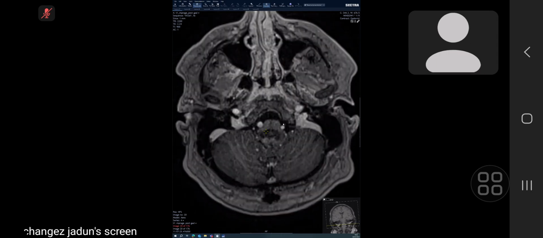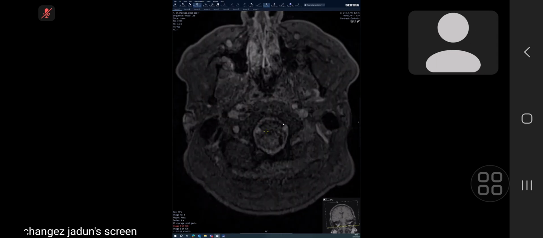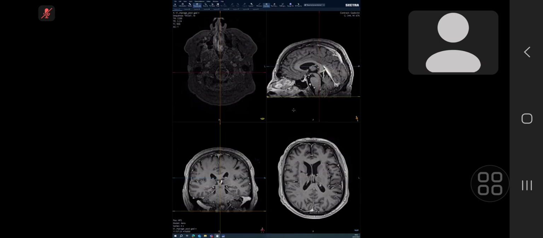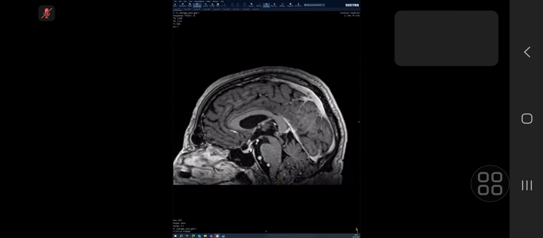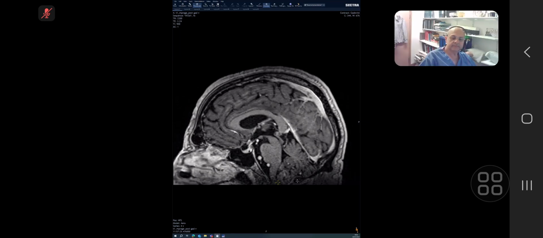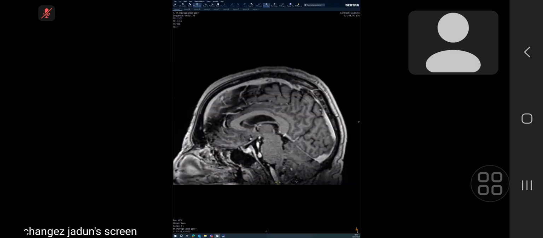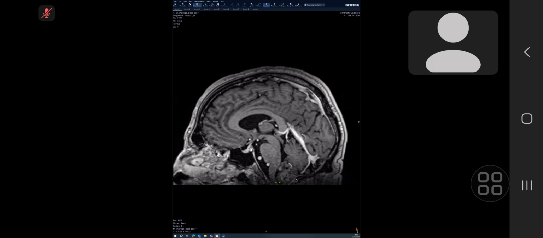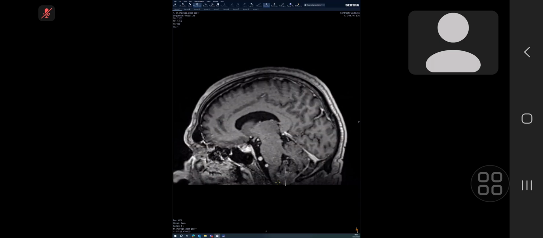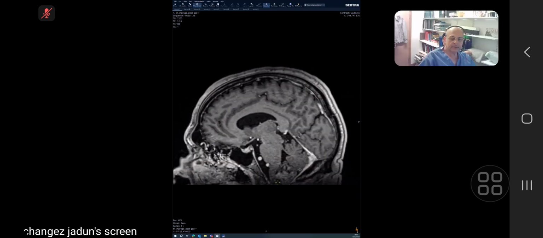I believe it's not. So if I can see the post-contrast sagittal images, yes sir. I've given you the post contrast sagittal images. On these sections, I don't see any obvious dural tail which is enhancing. So I believe that my first differential would be ependymoma in this case.